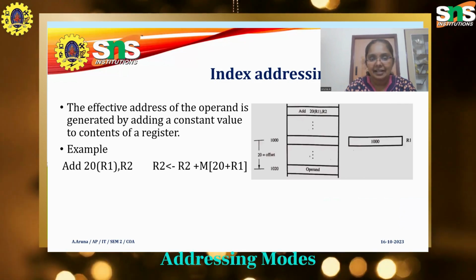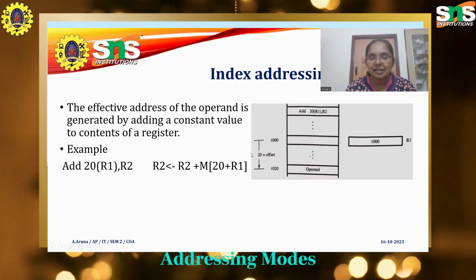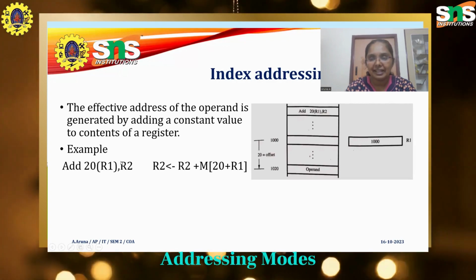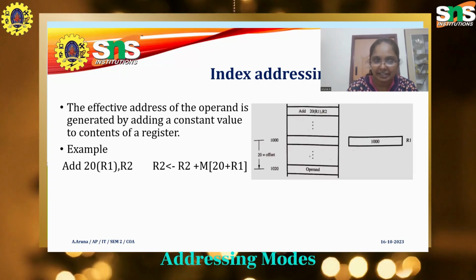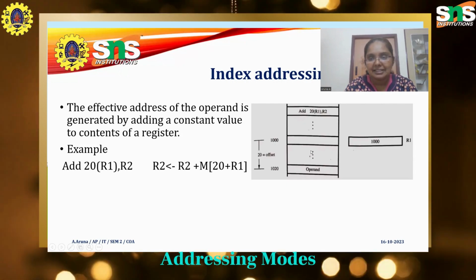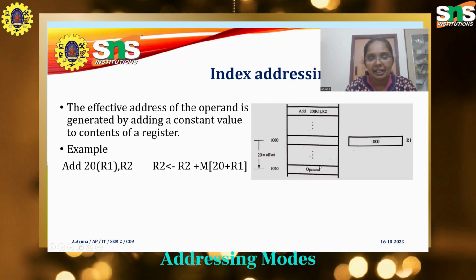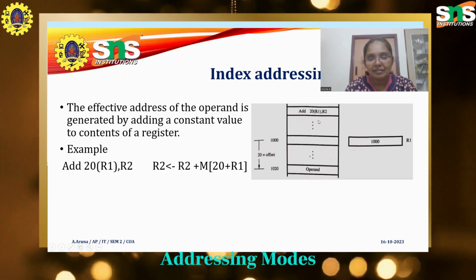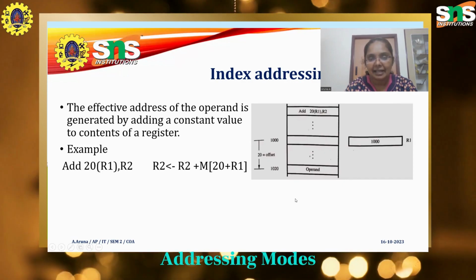The next one is the index addressing mode. Index can be used as an offset value. So this can be used instead of a pointer. So directly we have to locate the particular memory location, and we are going for an indexing address. This is generated by adding the constant value to the content of the register. For example, 20 of memory location R1, R2. This is nothing but R1 can contain 1000, means 1000 plus offset value 20. So 1020, some value is present, that is to be added with R2 and stored in R2. So this can be called an indexed addressing mode.